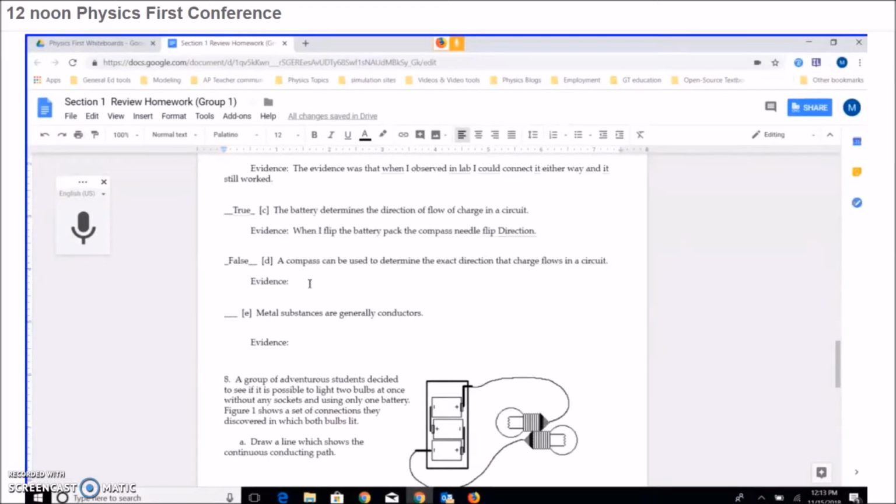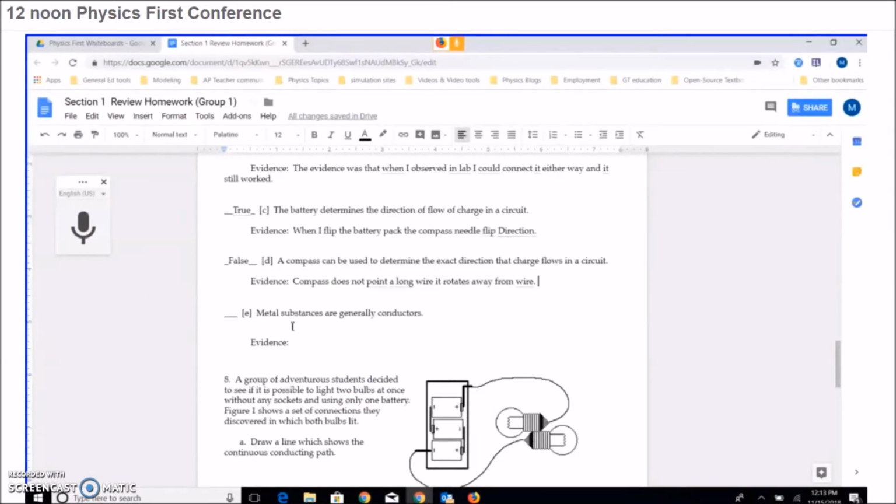That's exactly right, because my AP students always mess that up. It's because the compass needle doesn't point along the wire, it rotates away from the wire. Nice, I'm going to put that down. Compass does not point along wire, it rotates away from wire, period.